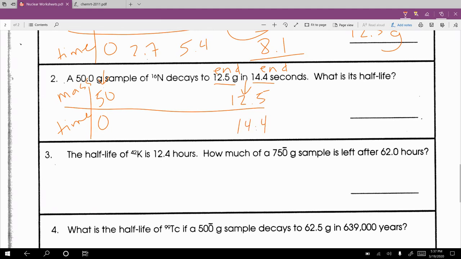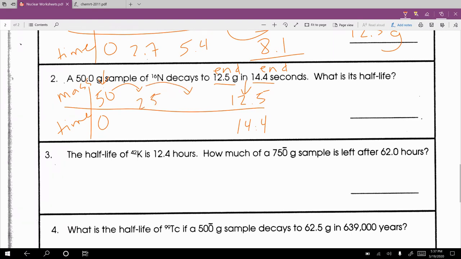So now I just have to figure out how many half-lives went by to go from 0 to 14.4 seconds, or 50 to 12.5. Well, I know that every half-life, our sample size gets cut in half. So 50 is going to become 25.